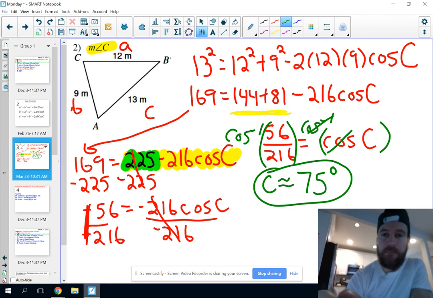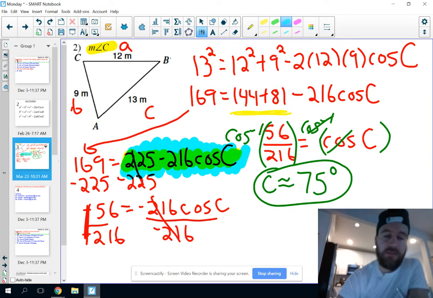So again, that biggest misconception, biggest mistake always comes right in this step. Try to remember not to subtract those two numbers, not like terms. Biggest mistake I see with law of cosines.